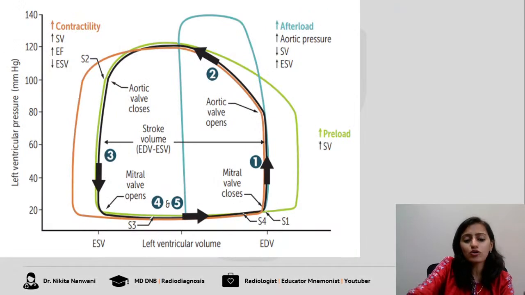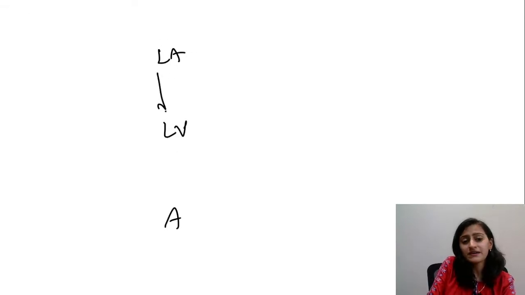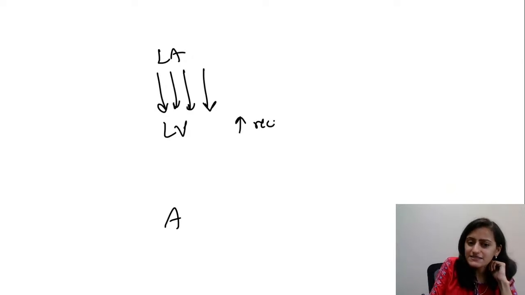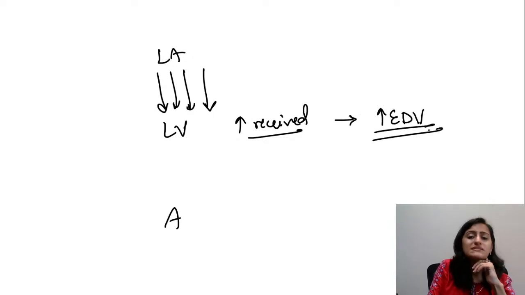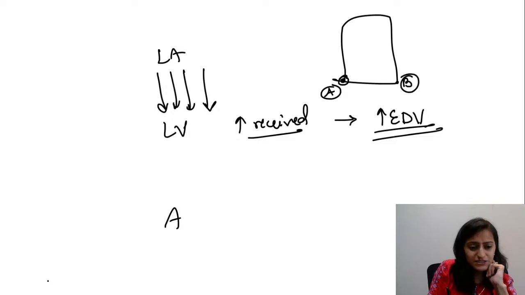When the preload is increasing, with the left atrium, the left ventricle and the aorta, that means the load coming from the left atrium is increasing. That means an increased amount of blood is received. So what is increasing here is the end diastolic volume. If this is the pressure volume loop, this is point A and this is point B. Which one represents the end diastolic volume? It's point A and point B.